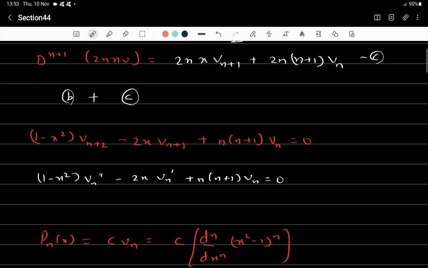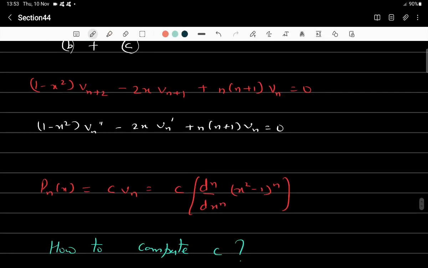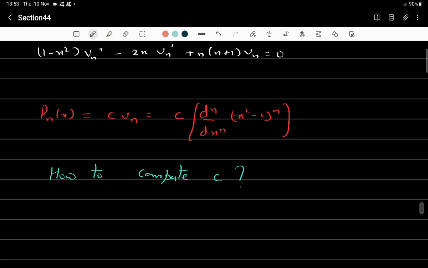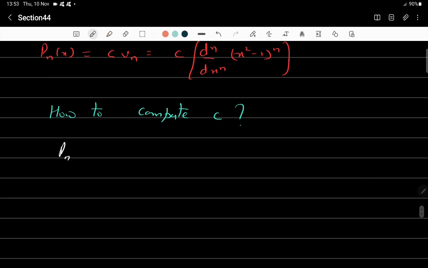Yes, to compute this value you need to recall that Pn(1) is equal to 1. Yes, that's the most important thing. So we know that Pn(1) is equal to 1. It means I substitute it on both the sides. So 1 is equal to C, d^n/dx^n of (x² − 1)^n at x is equal to 1.